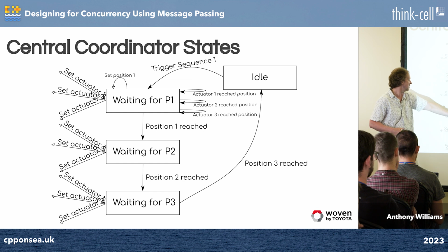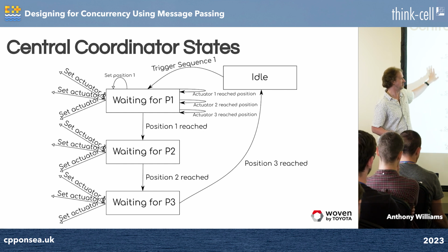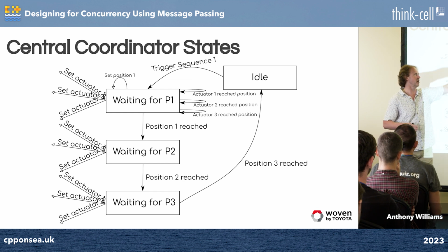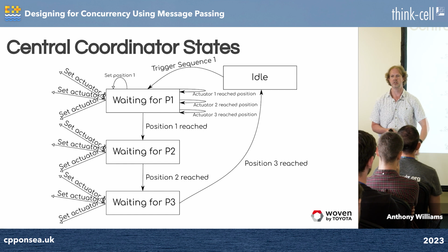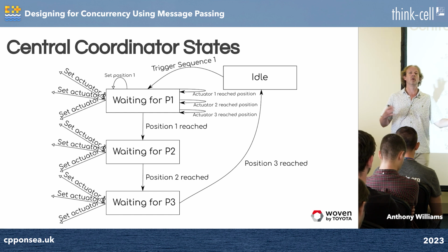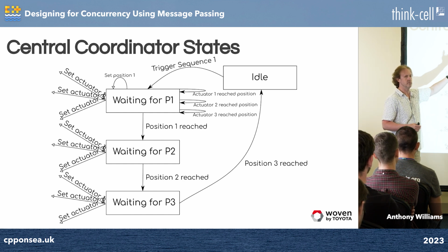And then we reach for position 3, and so we send all the different actuator positions. And then eventually when we get to position 3, that was the end of our sequence. So now we go back to idle and wait for whoever is going to send us the next messages. So we're building up a complex state machine, but everything is just messaging.